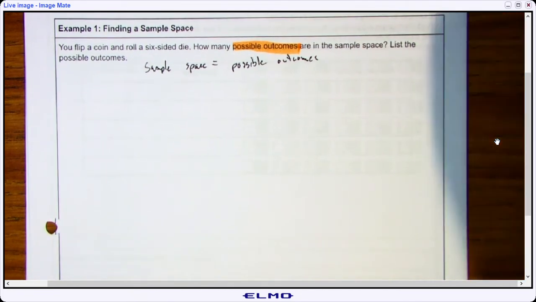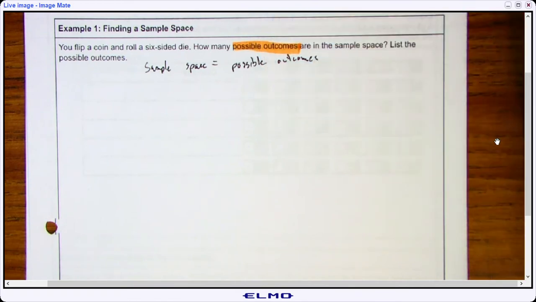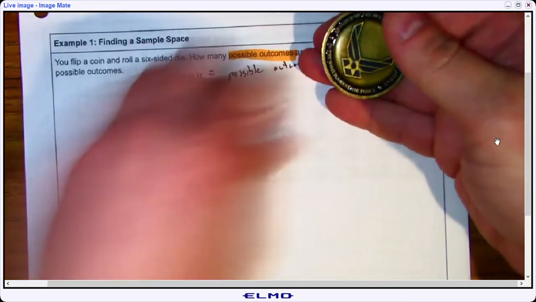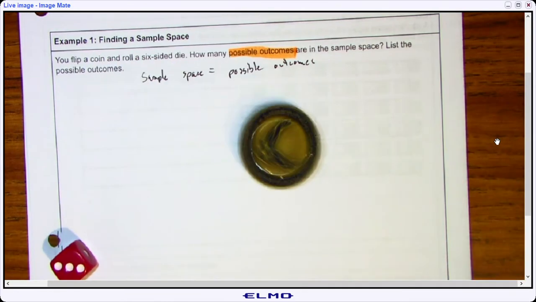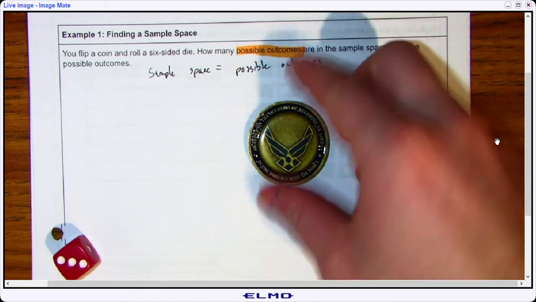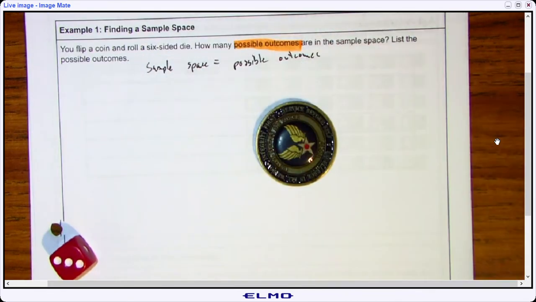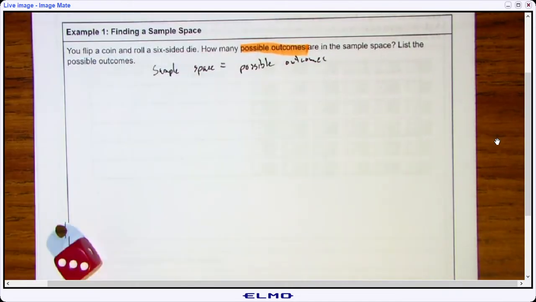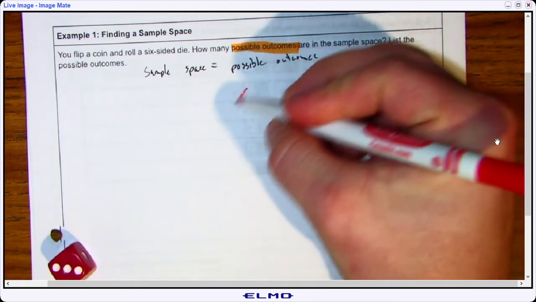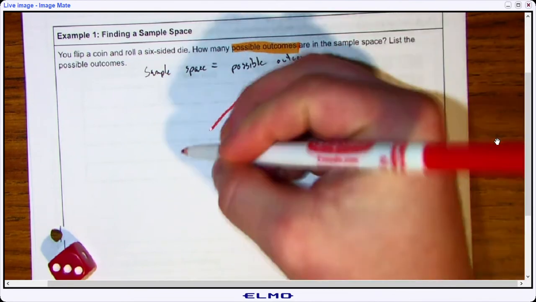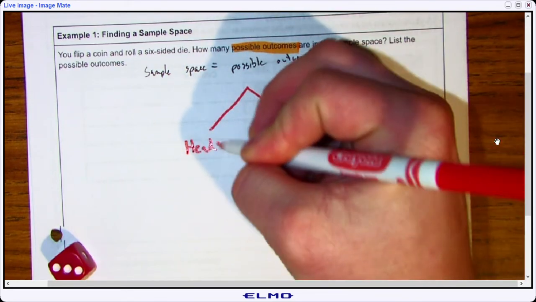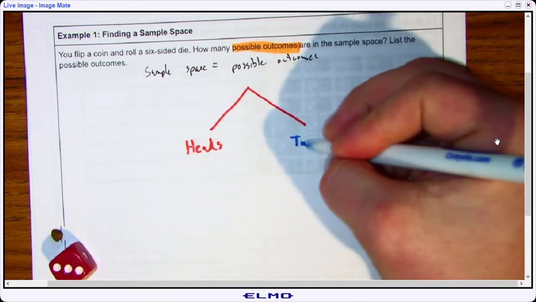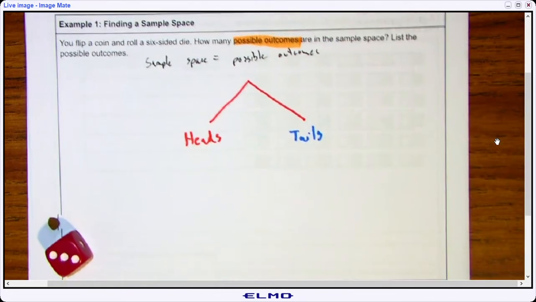Alright, so I'm going to flip a coin and then I'm going to roll a die. So first thing I do is I flip my coin, right? Two things that can happen. I can have tails or I can have heads. There's only two outcomes. So possible outcomes, it's going to go two different directions. Heads or tails. That's all that can happen.